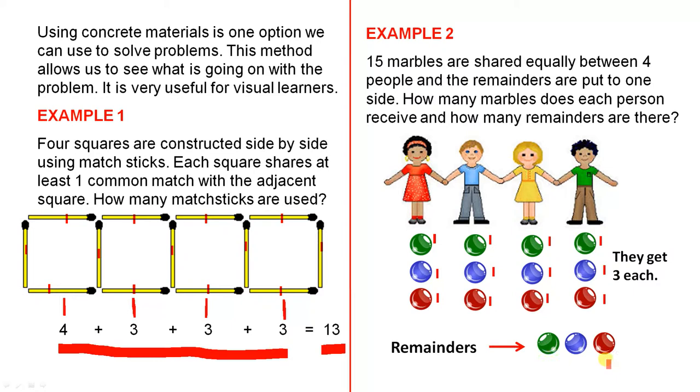In other words, you've only got 3 left. So that is not enough to give them 1 each. So there's the remainder. So the total for the remainder is 3. And they get 3 each.